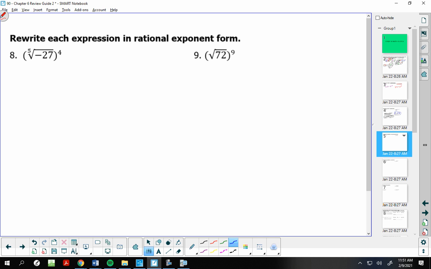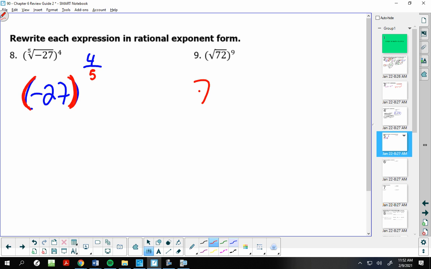All right, rewrite each expression in rational exponent form. Remember, this is power over root. So this is negative 27. The power is 4. The root is 5. Now, if you have a negative base, it has to go in parentheses. Okay? I took off half a point from a lot of people on the quiz because they forgot to put parentheses. So, negative bases need parentheses.